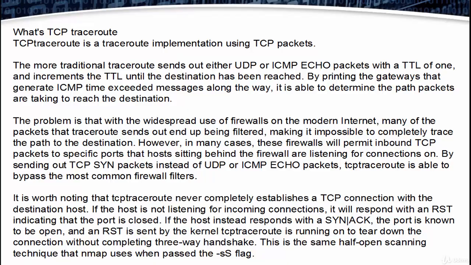If the host is not listening for incoming connections, it will respond with an RST indicating that the port is closed. If the host instead responds with SYN/ACK, the port is known to be open and an RST is sent by the kernel tcptraceroute is running on to tear down the connection without completing the three-way handshake. This is the same half-open scanning technique that Nmap uses when passed the -sS flag.